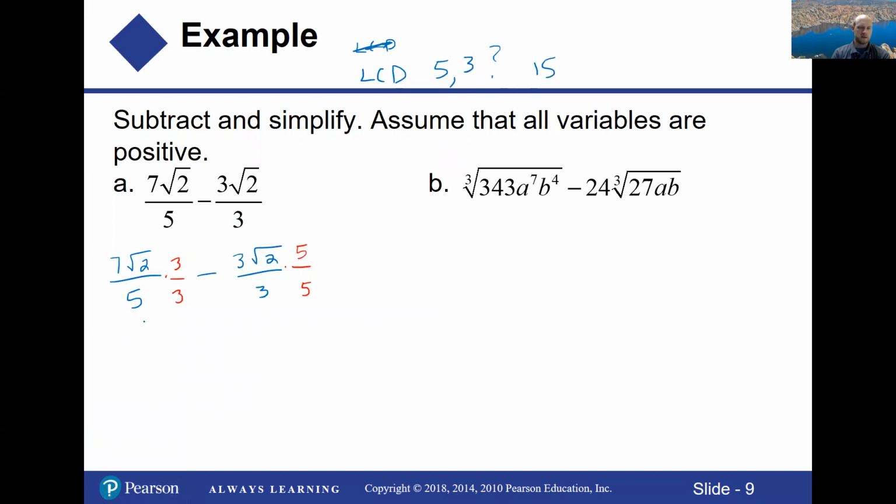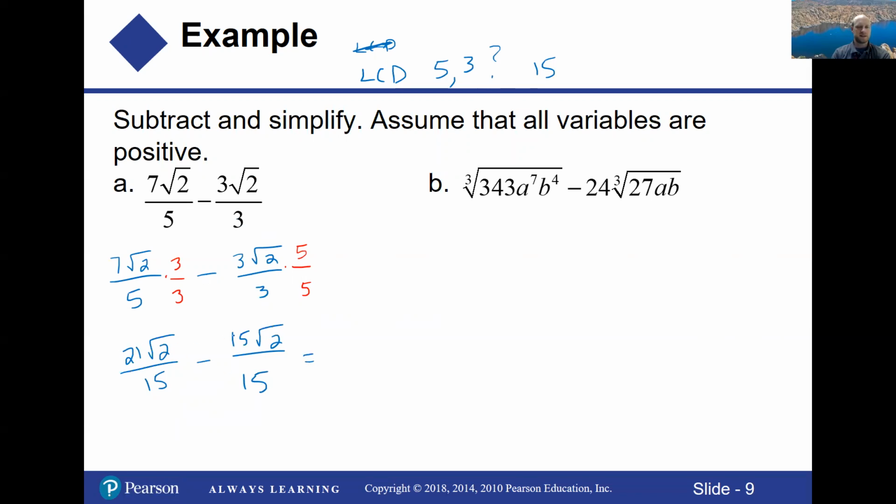So let's go ahead and multiply those. So we have 7 square root of 2 times 3. I just multiply the 7 and the 3 to get 21. And then root 2 over 15. Okay, everyone see what I did? 7 times 3 is 21. I kept the root 2, 5 times 3 is 15. Next one, keep the subtraction sign. 3 times 5 is 15, square root of 2, divided by 15.